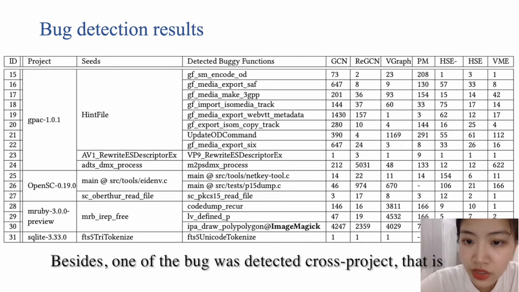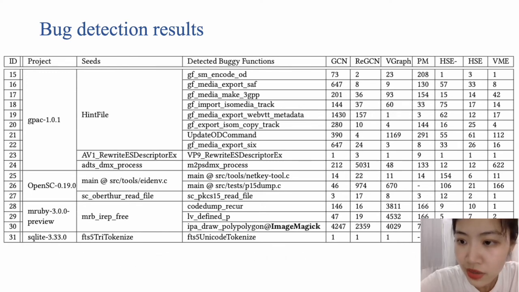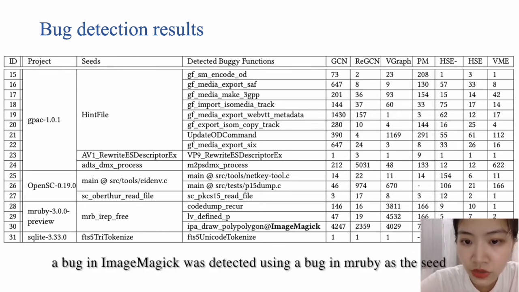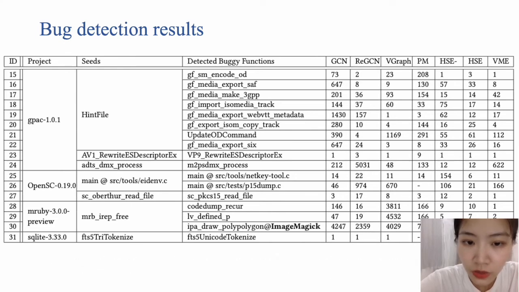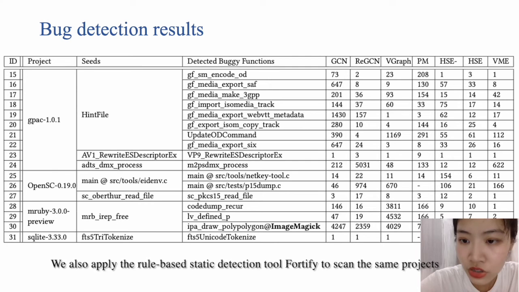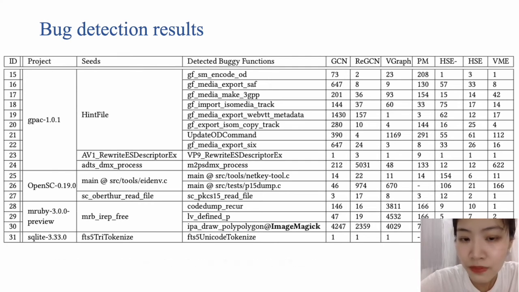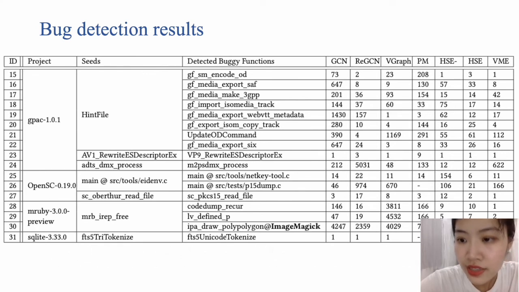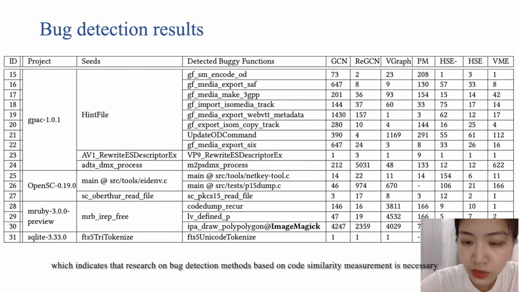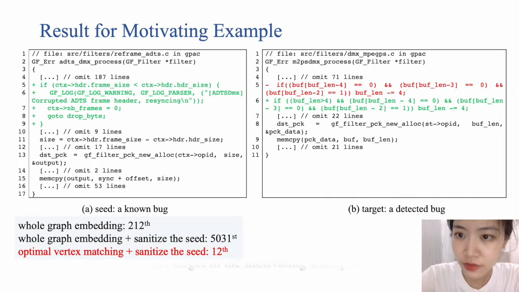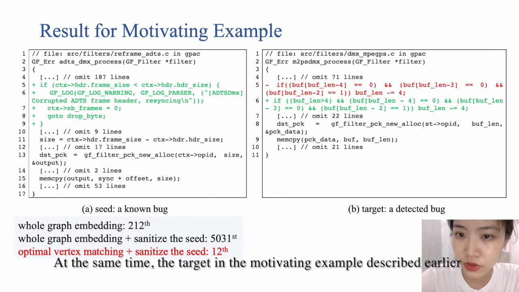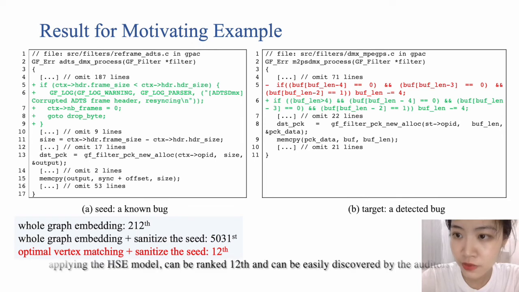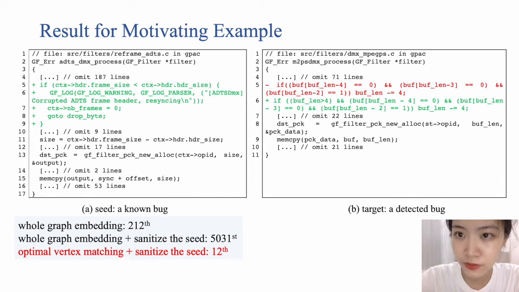Besides, one of the bugs was detected cross-project, that is, a bug in ImageMagick was detected using a bug in mRuby as the seed. We also applied the rule-based static detection tool, Vertex, to scan the same projects, and none of these 31 bugs were detected, which indicates that the research on bug detection methods based on code similarity measurement is necessary. At the same time, the target in the motivating example described earlier, applying the HSE model, can be ranked 12th and can be easily discovered by the auditors.